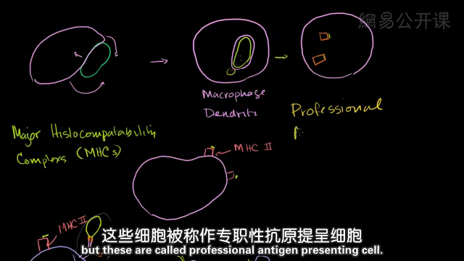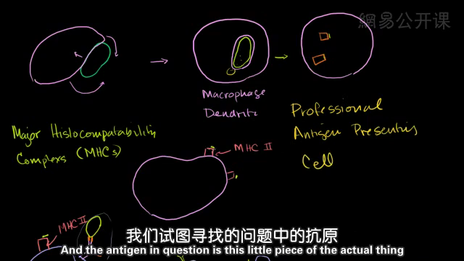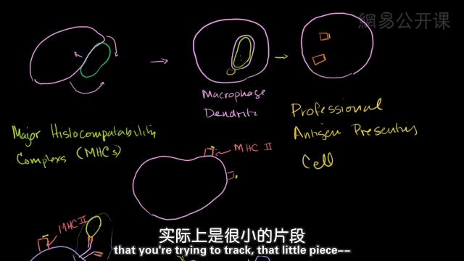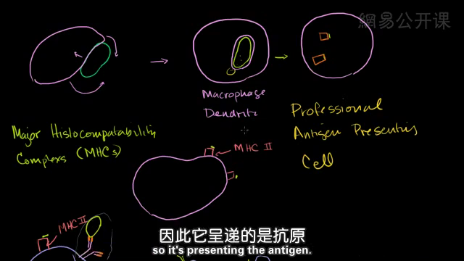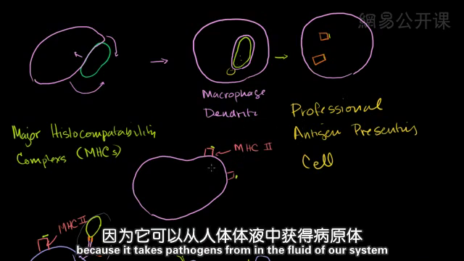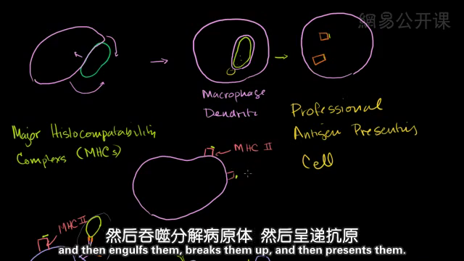But these are called professional antigen presenting cells. And the antigen in question is this little piece of the actual thing that you're trying to track, the actual part of the pathogen. That's the antigen, so it's presenting the antigen. It's professional because it does this. It takes pathogens from outside of our cells, in the fluid of our system, and then engulfs them, breaks them up, and then presents them.